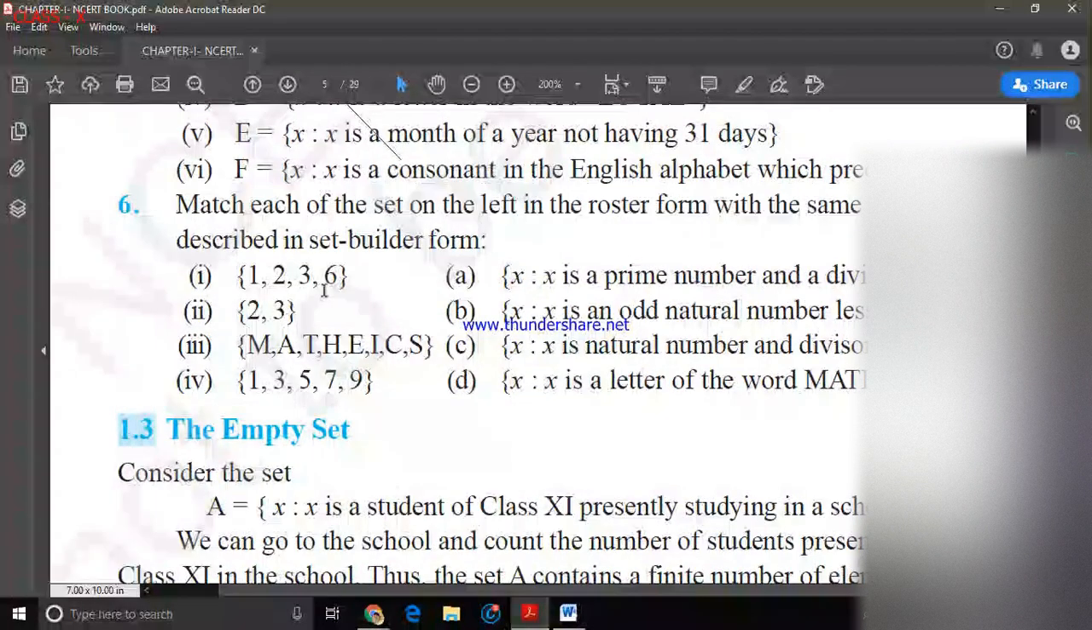2, 3 both are the prime numbers. So second question option is A. Next, third question answer is D, and the fourth question answer is B. So this is all about your first exercise.